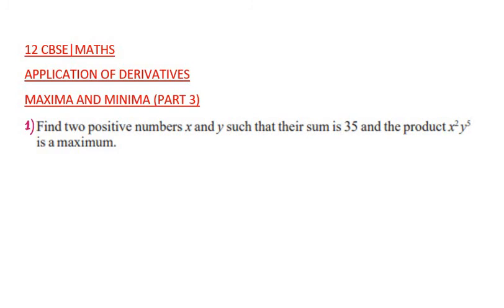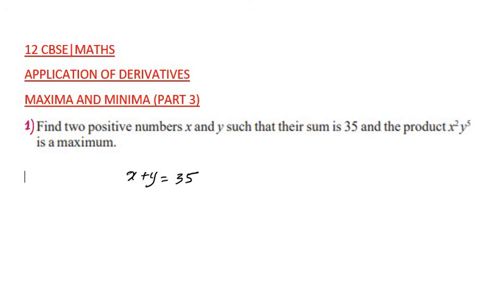Now see, find two positive numbers x and y such that their sum is 35 and the product x square y power 5 is maximum. See, first, write all the given conditions. Their sum is 35, that means x plus y is equal to 35. Therefore, the given is x plus y equal to 35.